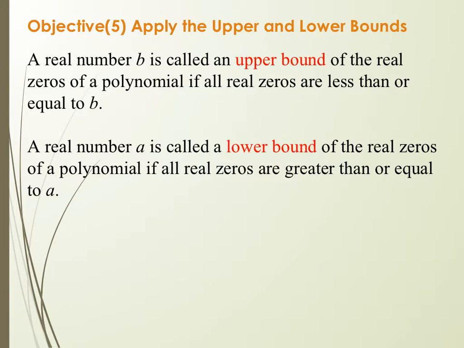So now objective 5 is to apply the upper and lower bounds. A real number b is called an upper bound of the real zeros of a polynomial if all the real zeros are less than or equal to b. A real number a is called a lower bound of the real zeros of a polynomial if all the real zeros are greater than or equal to a.